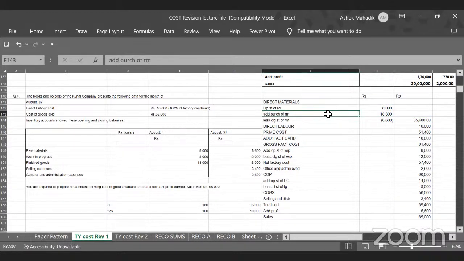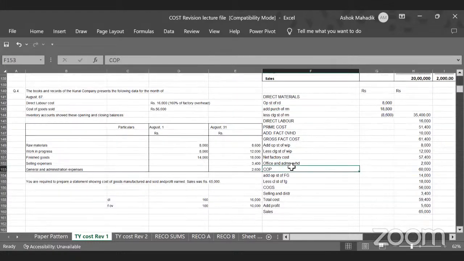This was a very good question. So I hope you have learned this question, how to solve it. If missing figures are there, this way you have to do reverse calculation. Okay. We will move on to next question.